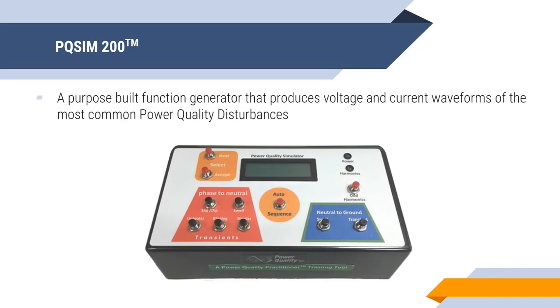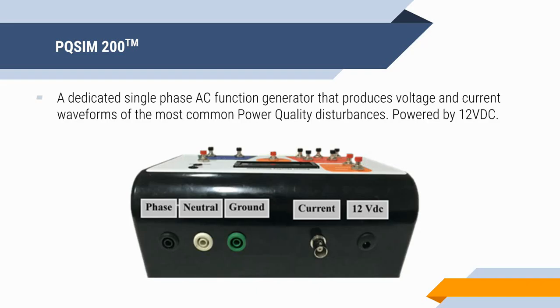PQSim 200 is a purpose-built function generator that produces voltage and current waveforms of the most common power quality disturbances. A dedicated single-phase AC function generator that produces voltage and current waveforms of the most common power quality disturbances powered by a 12-volt DC.